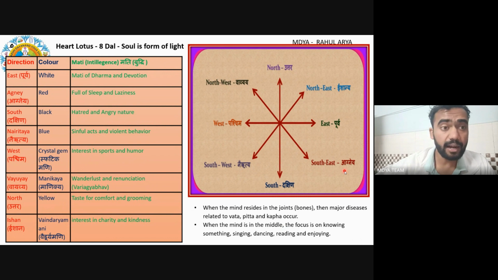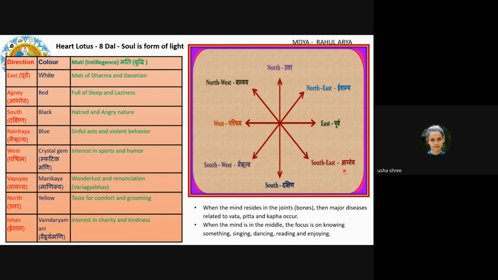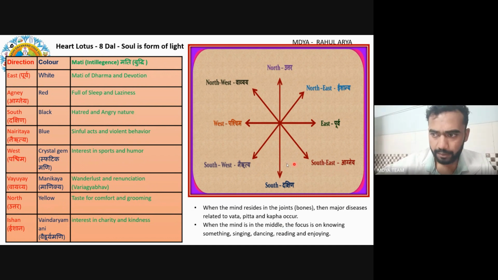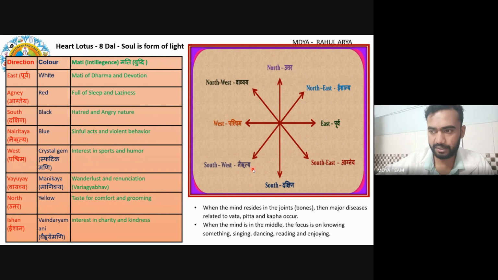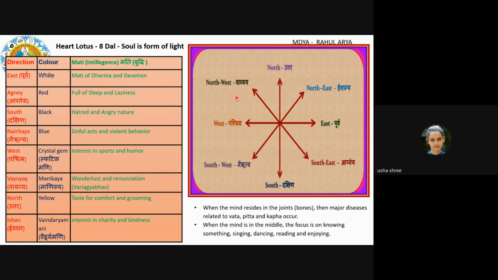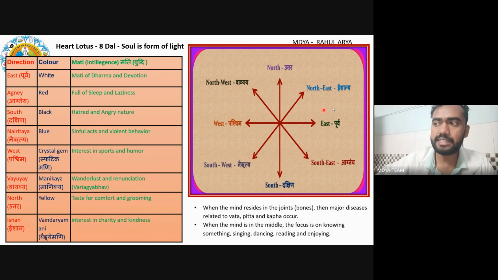It is Agni. Between the south and east, it is Agneya. Between the west and south, it is Nairitya. Between the north and west, it is Vayavya. And between the north and east, it is Ishanya.